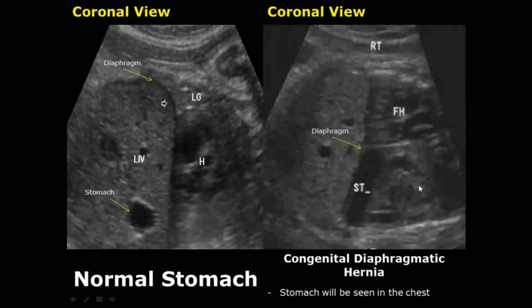In this image we can see the stomach in the thoracic cavity. The heart is displaced towards the right side because of herniation of the stomach. The stomach is no longer seen in the abdomen. Seeing the stomach in the thorax is a strong sign of congenital diaphragmatic herniation.